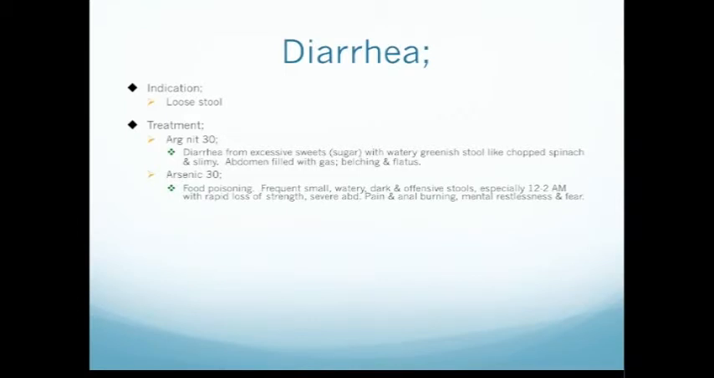Arsenic 30 is used to treat diarrhea from food poisoning with frequent small watery, dark, and offensive stools, especially between 12 and 2 o'clock in the morning, with rapid loss of strength, severe abdominal pain, and anal burning. There may be mental restlessness and fear associated with this diarrhea.